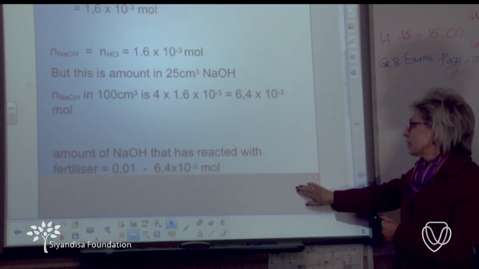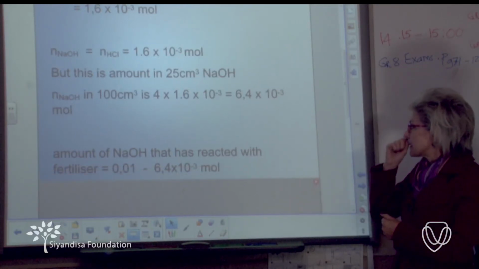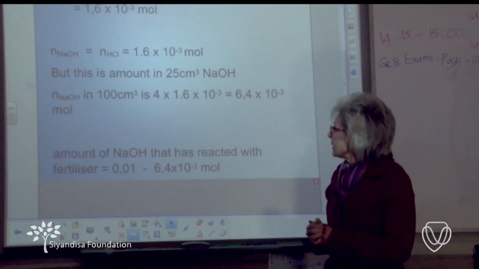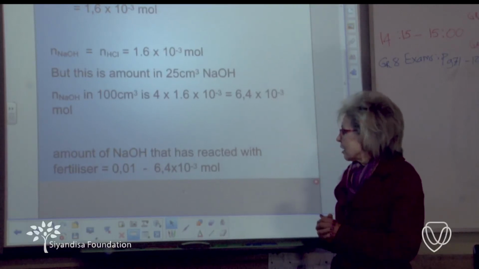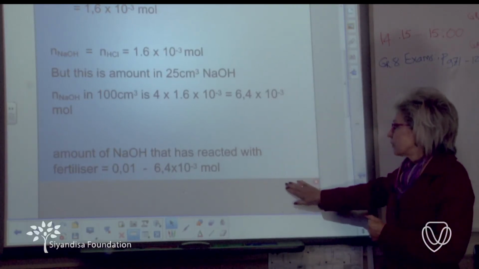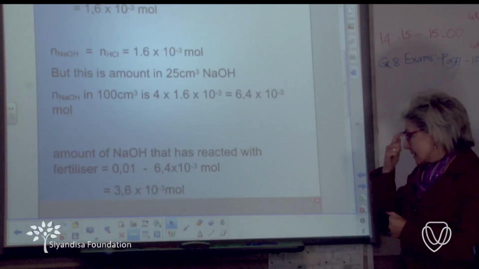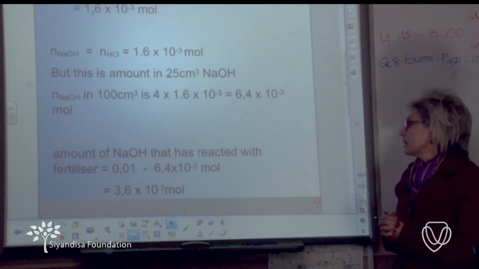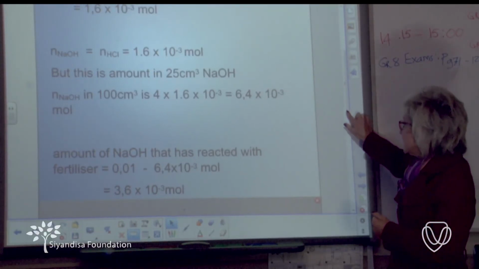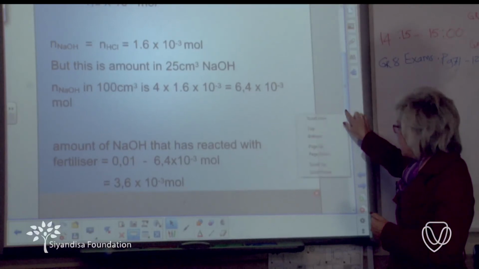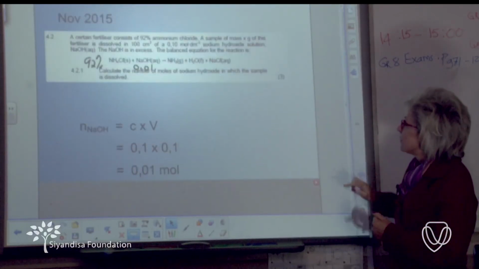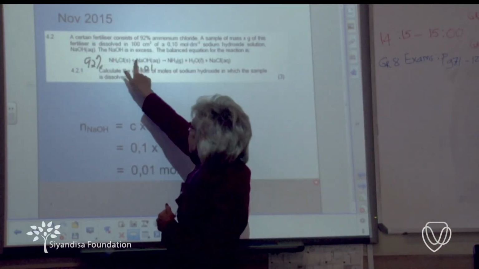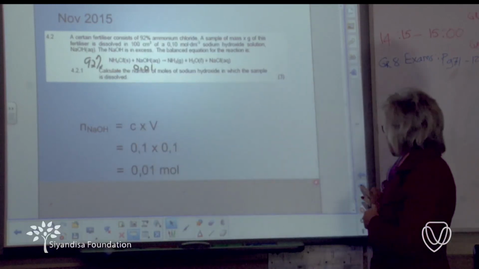So the amount of sodium hydroxide that has reacted with the fertilizer was, the initial amount was 0,01. We have reacted 6,4 times 10 to the power of negative 3, and that then gives us 3,6 times 10 to the power of negative 3 mole of sodium hydroxide. If we now go back to our balanced equation, the balanced equation said we've got 1 mole of sodium hydroxide to each mole of ammonium chloride.